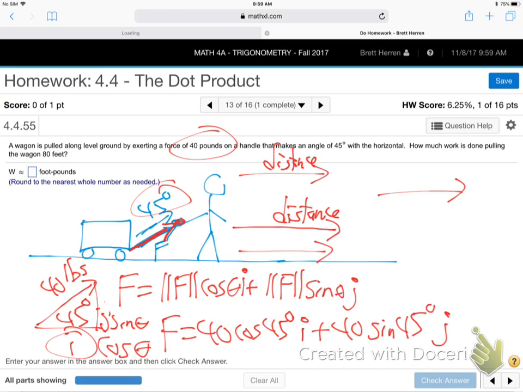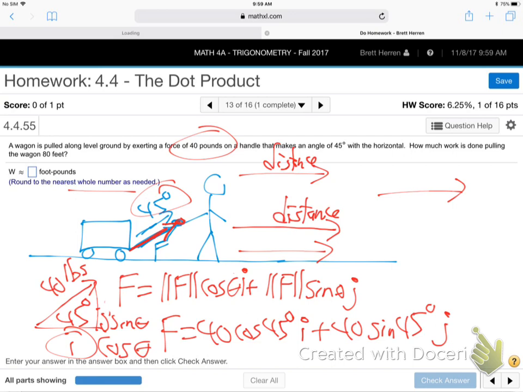Do they want an exact answer, or do they want it rounded to a whole number? We can just use our calculator on that. You guys have your calculator. You know cos 45 is root 2 over 2, but we'll just get a decimal. So 40 times cos 45. What's that?